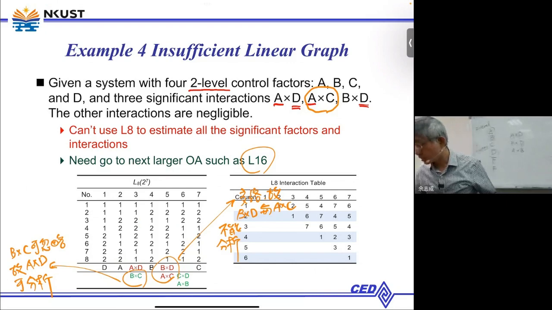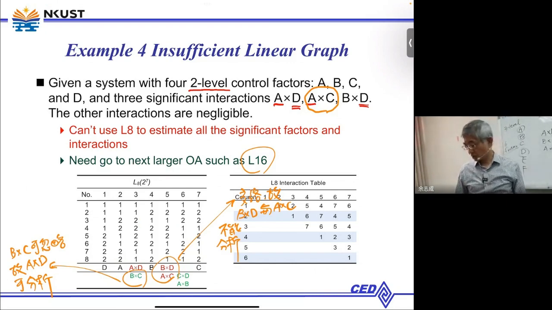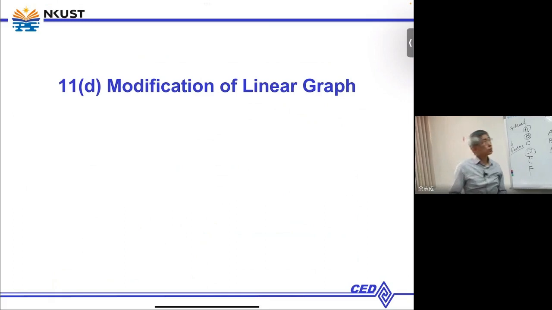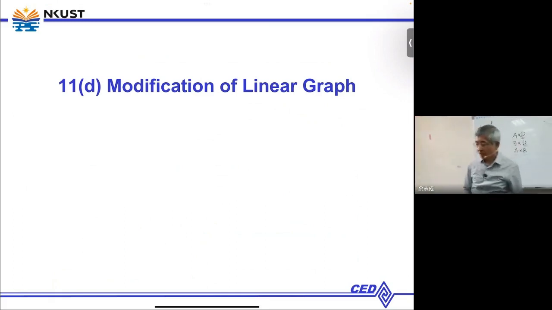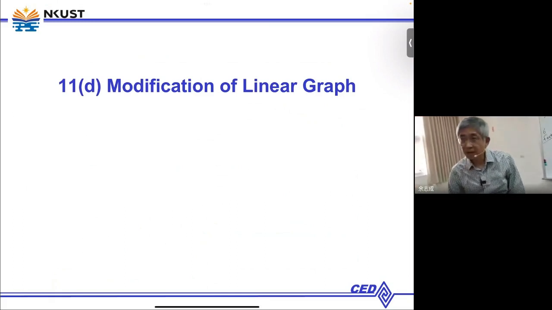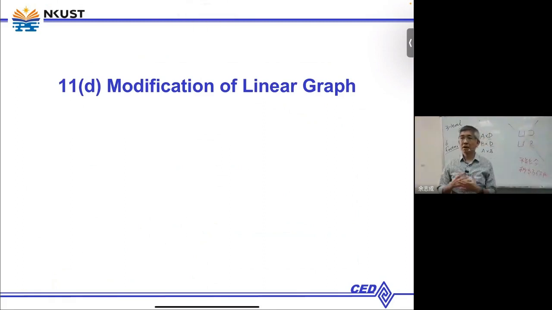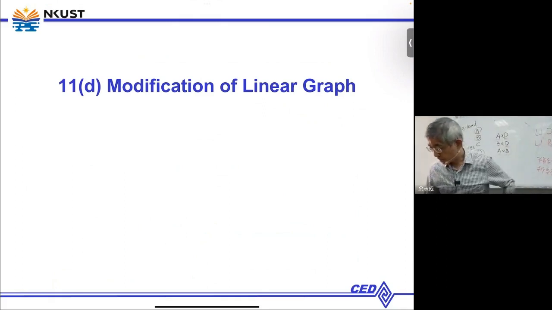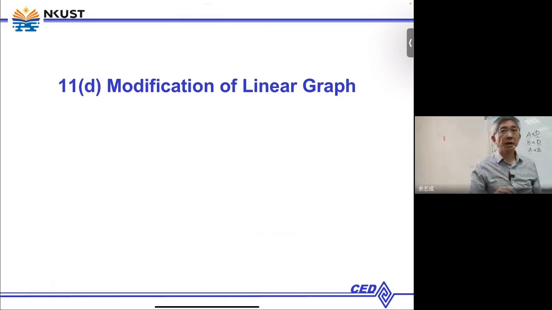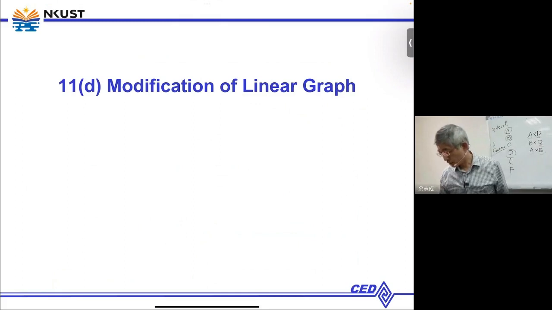You can try some other arrangement, but I will make sure you won't be able to fit. You won't be able to separate all 3 interactions in different columns. So how do we do? Or in some examples, can we modify our linear graph to make sure that our design can be analyzed? Time is up, so I just want to touch a little bit and we can make it up next week.